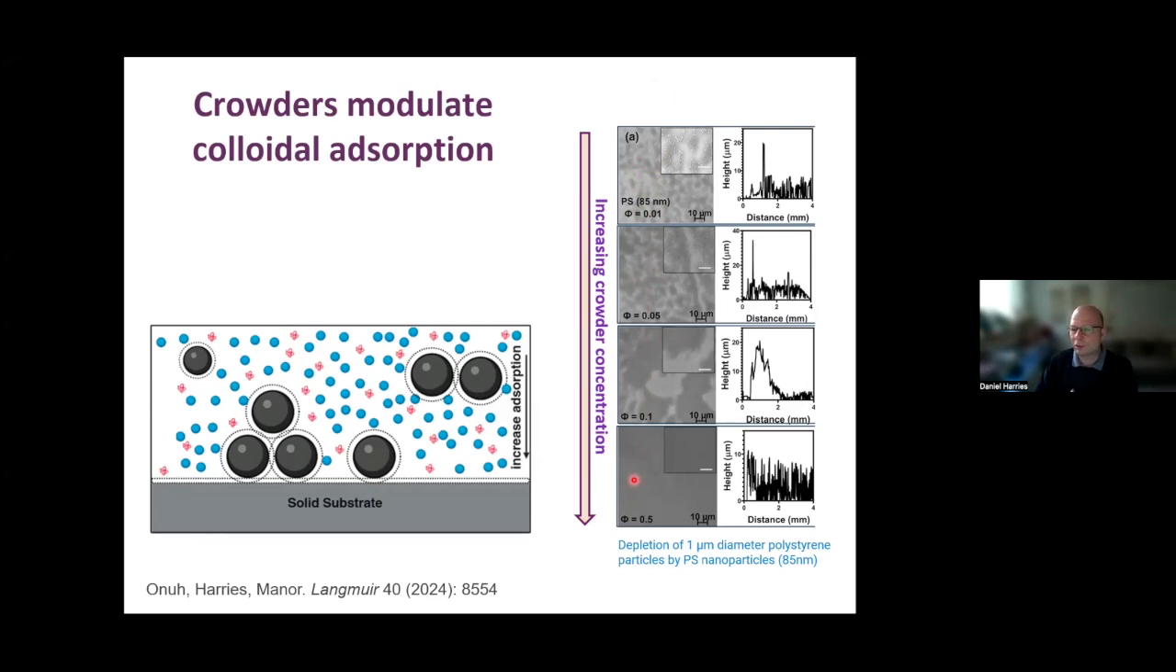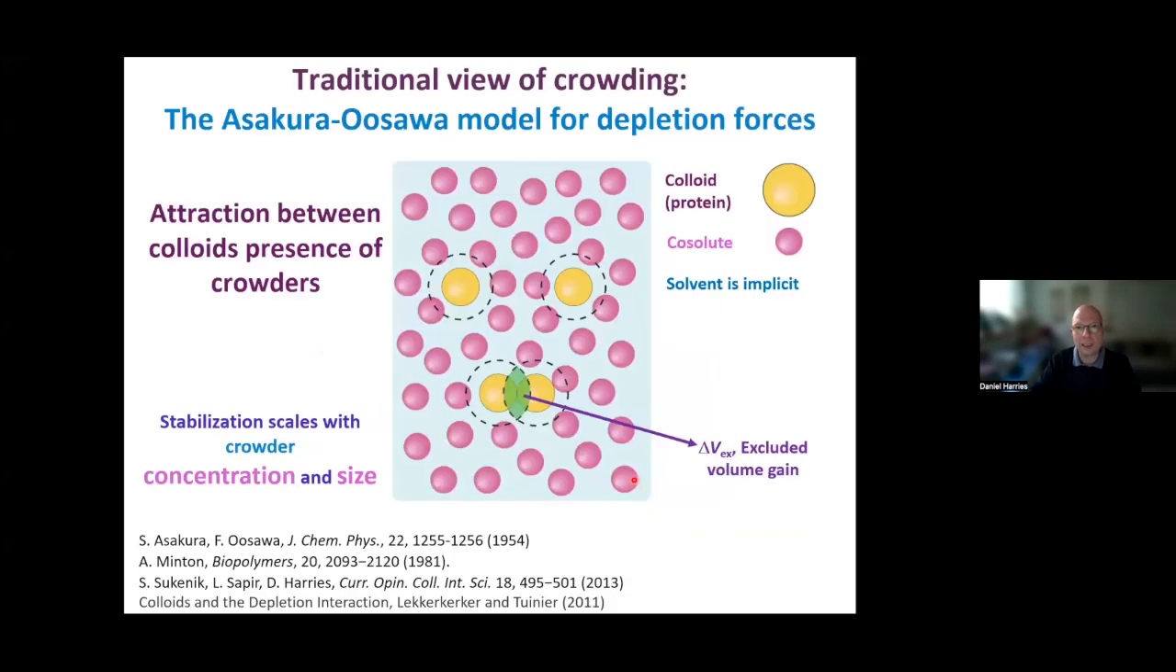So the relevance of crowding is quite wide, but we will focus mainly on these systems of proteins. But the models and theory for these originated with the colloidal community. And the traditional view of crowding can be traced back to the Asakura and Oosawa model for depletion forces. And the idea is very simple, it can be summarized basically by one slide.